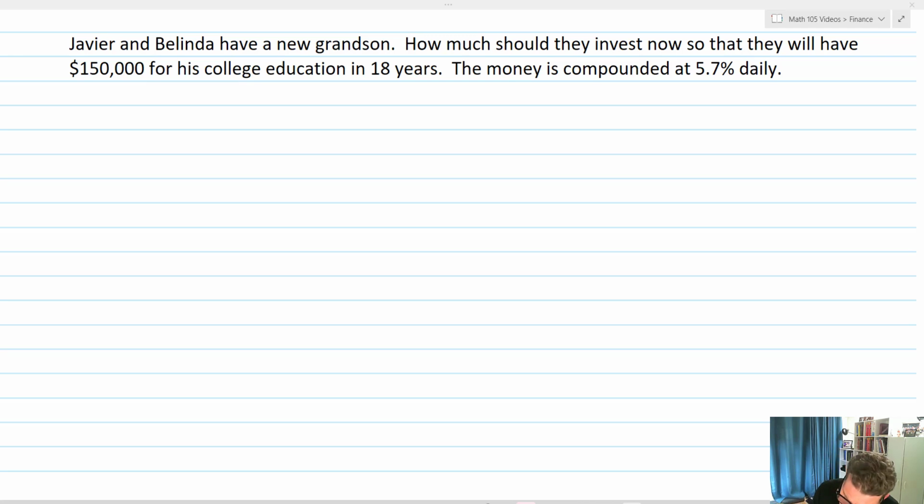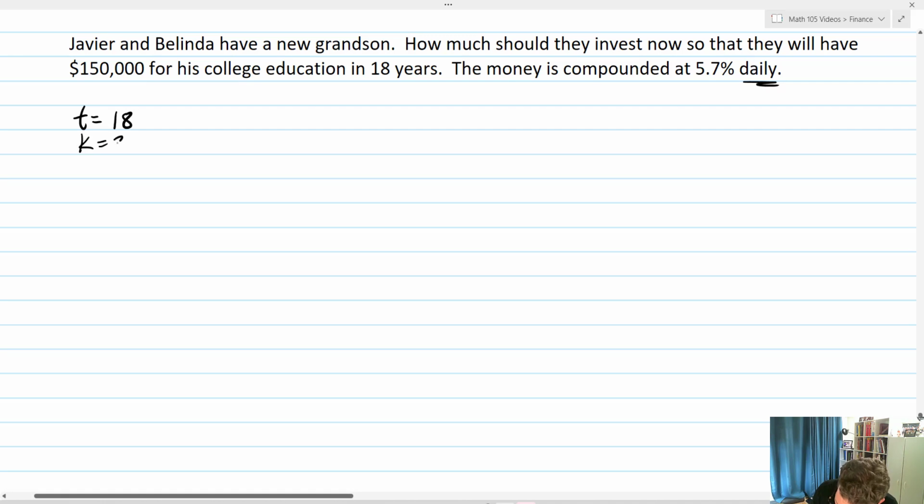So in this case, we're still going to use the compounding interest formula. t, my time, is going to be 18 years. My compounding is daily, so k is going to equal 365. My rate, r, is going to equal 0.057, and we don't know P naught. That's going to be my unknown. Instead, I know my principal at the end, which is going to be that $150,000. Okay, so that's what we have.